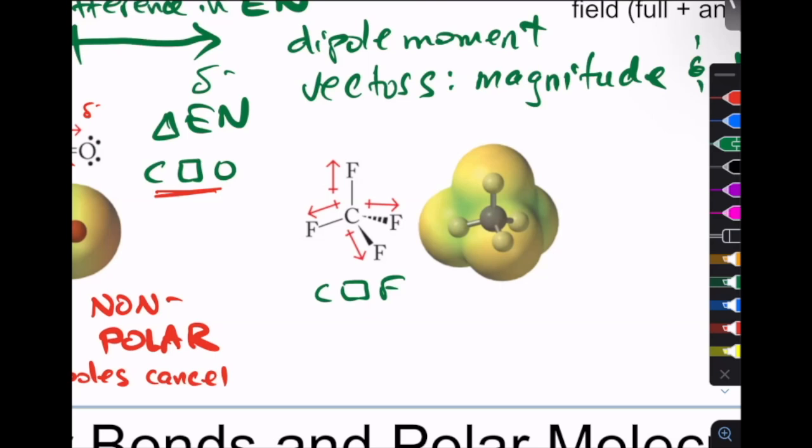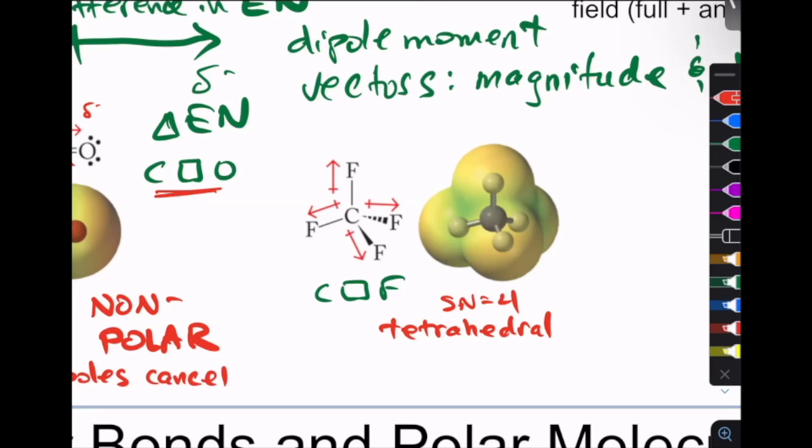But now you look, this is an SN of what? What's the SN on the carbon? 4. So what's your base geometry when your SN is 4? Tetrahedral. Are there any lone pairs? No. So what's the molecular geometry? Tetrahedral. All right. So tetrahedral, it's a base geometry. When you have the vertices of a regular polyhedron, the base geometries are all regular tetrahedrons. Think of them that way.